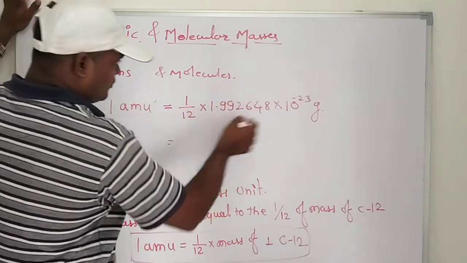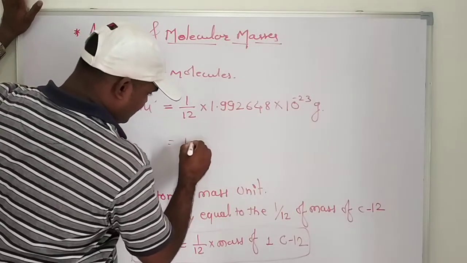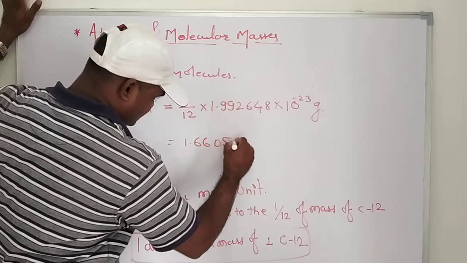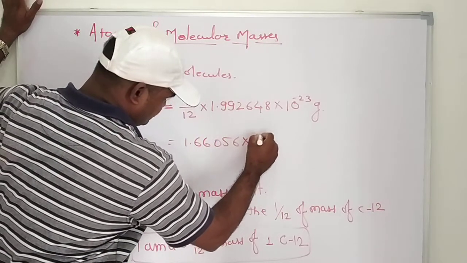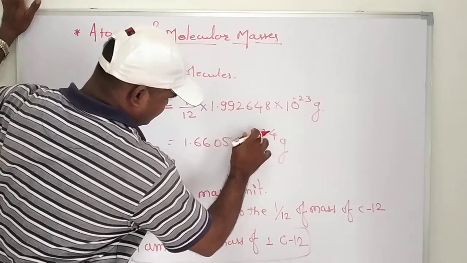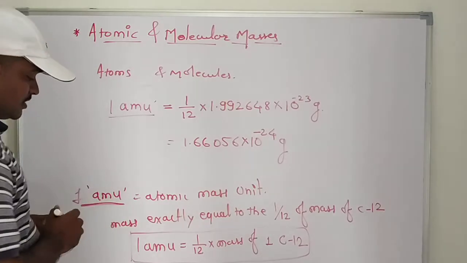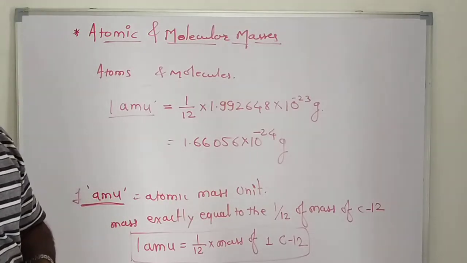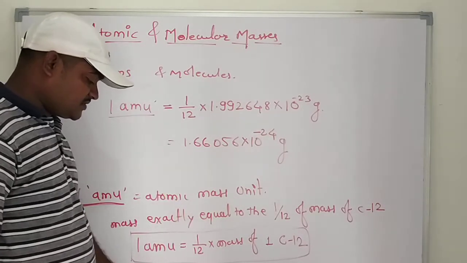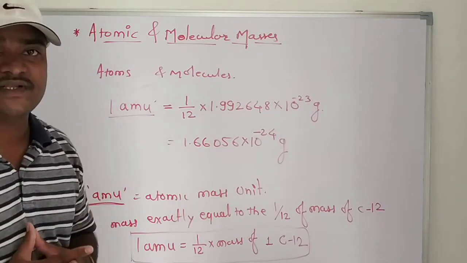So if you are going to calculate all these quantities, then you will get the answer 1.66056 × 10^-24 gram. So students, this is nothing but the value of 1 AMU, that is 1 atomic mass unit. And with the help of this atomic mass unit, the atomic masses are expressed.